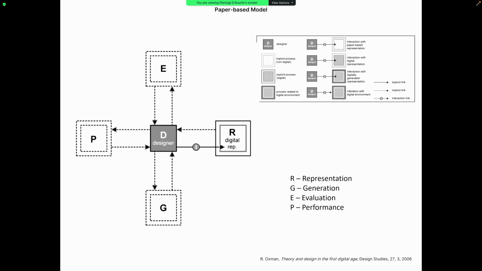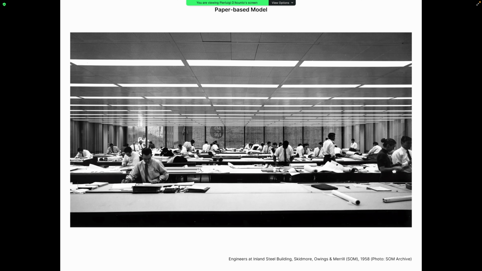So a very typical model, the very simple model, is the so-called paper-based model, in which all the phases of evaluation, performance, and generation are somehow implicit, and the designer is interacting with the means. So the paper-based model is taking advantage of the tool in order to represent the actual design, but not so much to perform the other operations. This is typical even in the basic approach to design.